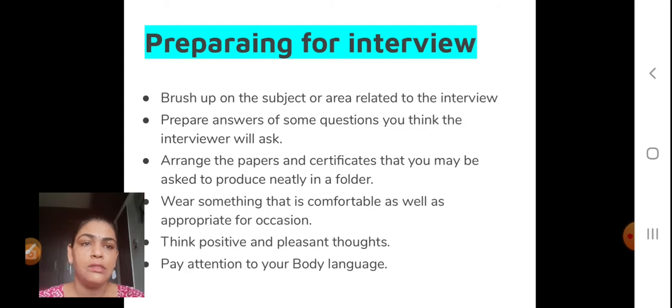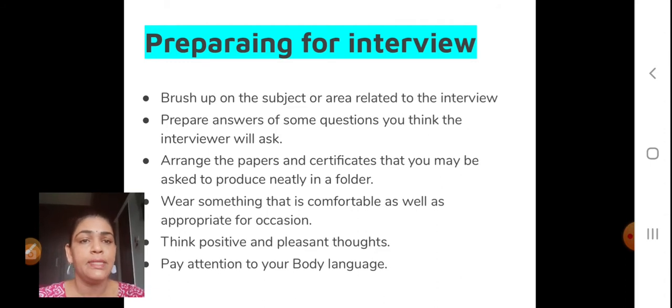Then prepare answers of some questions you think the interviewer will ask. Now you have to prepare answers. You can't just go randomly and sit in front of the interviewer and think that your interview is going to be perfectly fine. No, it is not possible. So first of all, we must prepare some answers, think of the questions and prepare well.